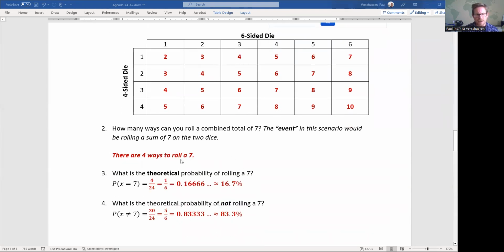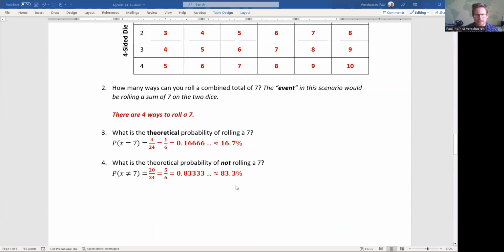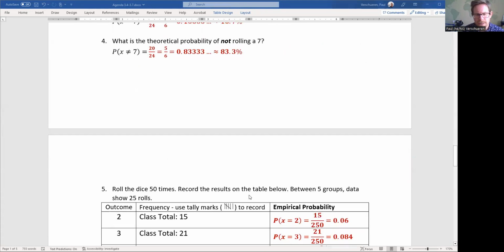So in that case, there are 4 ways to roll a 7. 4 out of 24 works out to be about a 16.7% chance of rolling a 7. And the probability of not rolling a 7 would be the complement of that, the remaining 83.3%. So I think we all got there in class.